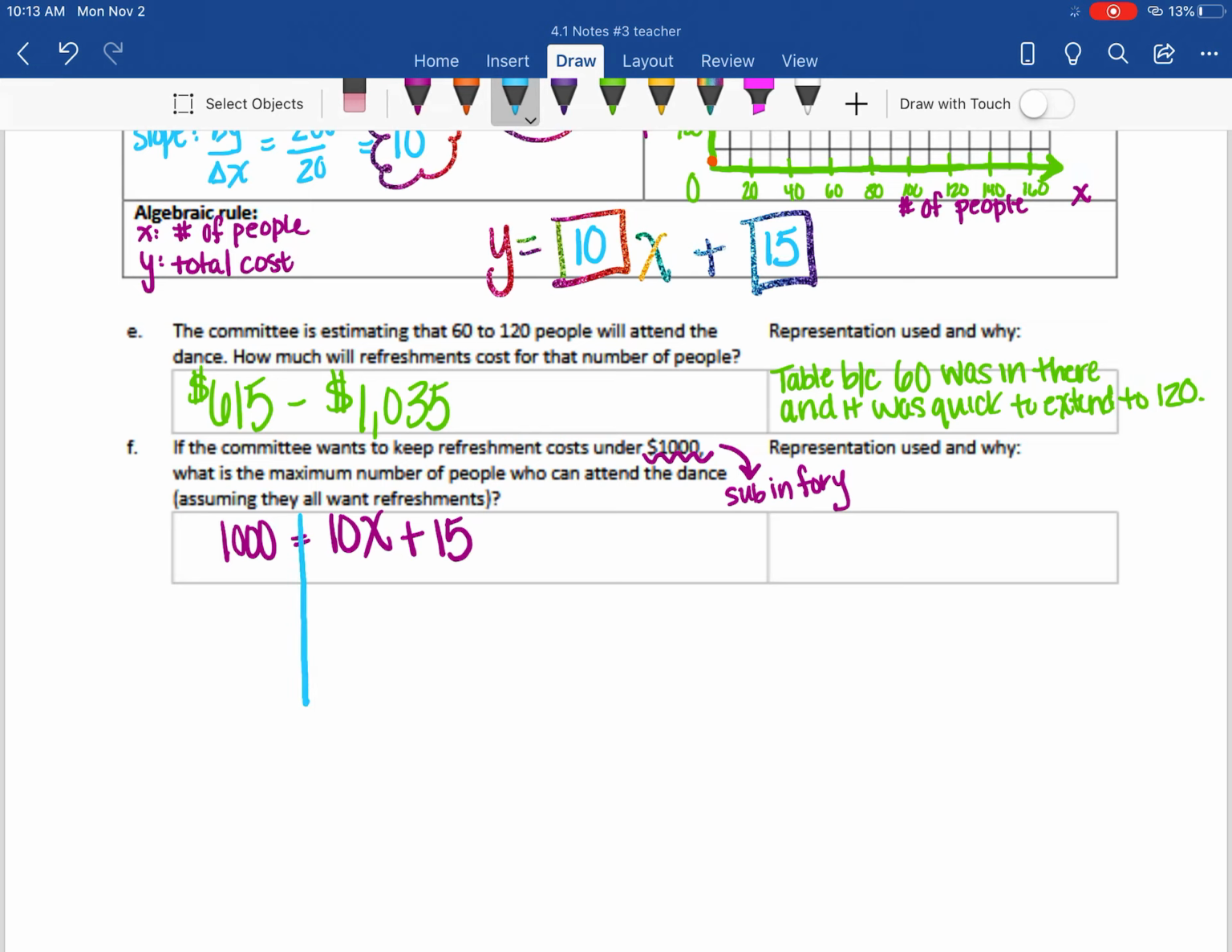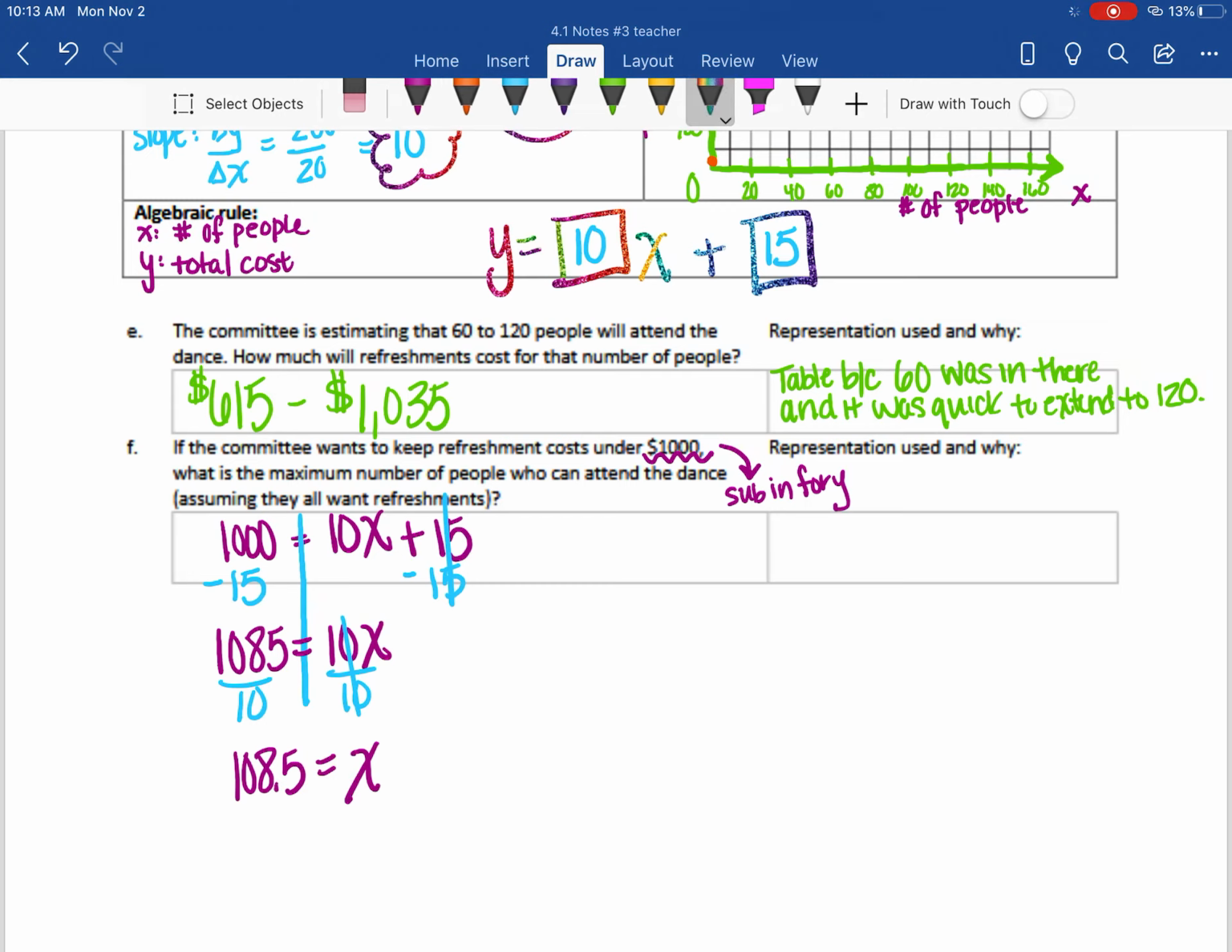And then we're going to solve this. Okay, so we're going to solve first by getting rid of the plus 15. To get rid of the plus 15, I've got to subtract. Okay, so that leaves me with 985 equals 10x. And then I get to divide both sides by 10 to get rid of the 10. Okay, and if I do that division, that tells me that 98.5 people is what x is equal to.